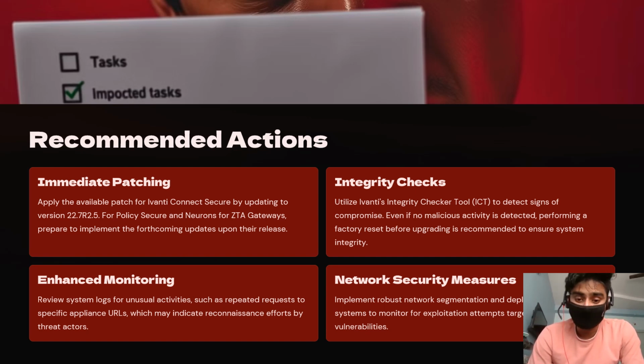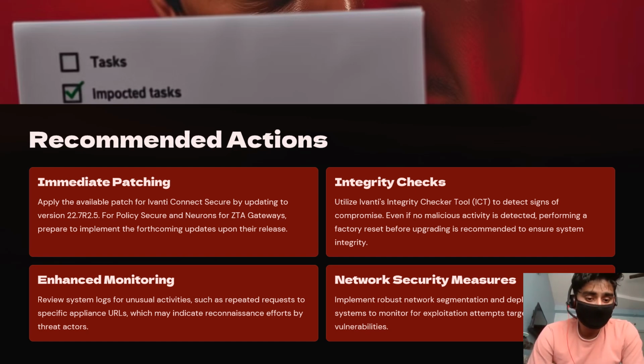Along with that, we can also have an integrity check. It utilizes the Ivanti Integrity Checker Tool, ICT, to detect any kind of compromise in the device. Even if there is no malicious activity observed or detected, we can also start performing a factory reset before upgrading, as recommended, to ensure the system integrity.